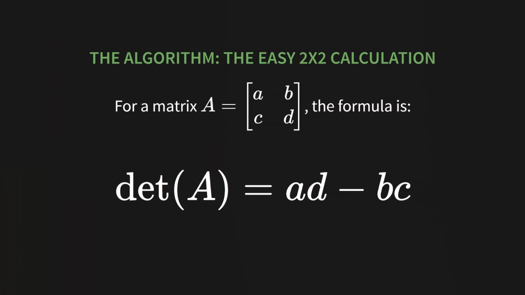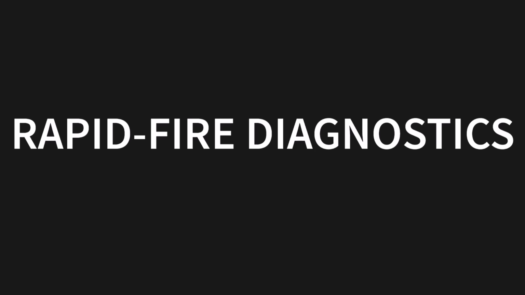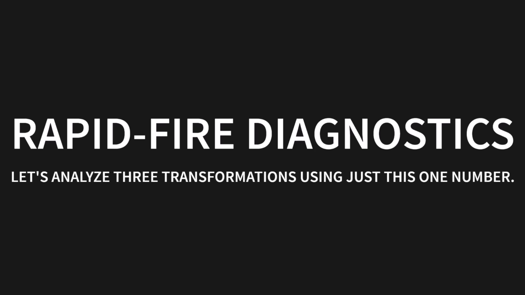Okay, so let's see the algorithm. For a 2x2 matrix, the calculation is actually super easy. For a matrix A with elements a, b, c, d, the formula is right here. The determinant of A equals ad minus bc. All right, time for some rapid-fire diagnostics. Let's analyze 3 transformations using just this one number.